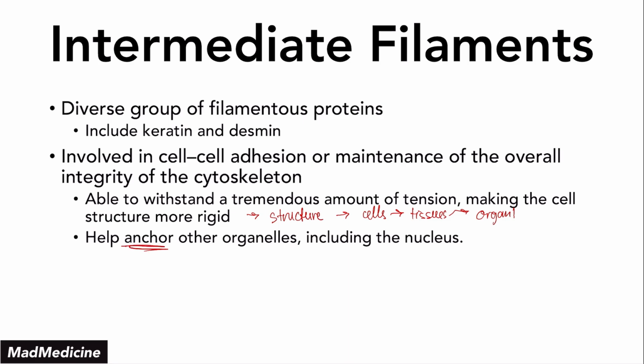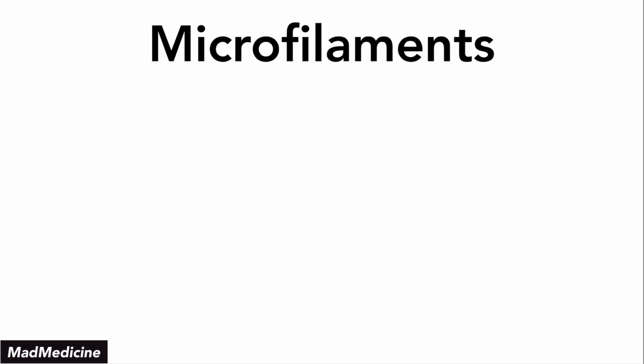And that's an intermediate filament. Pretty straightforward. Then you have microfilaments. Microfilaments are these solid polymerized rods of actin. And you've probably heard of actin before. Actin is very important.